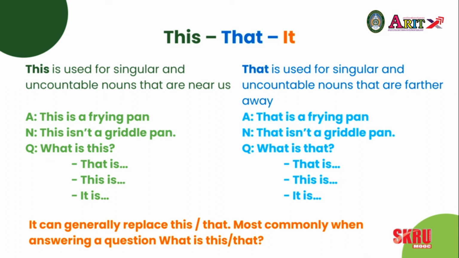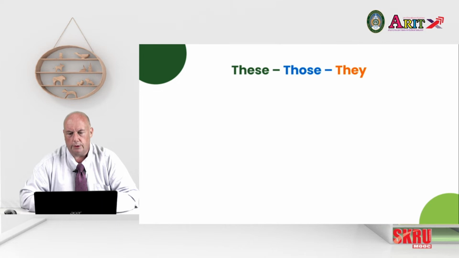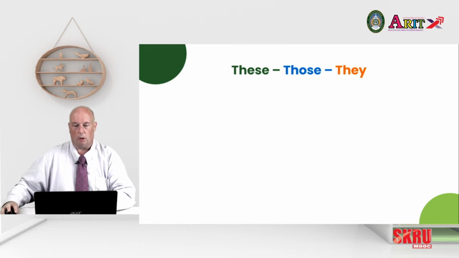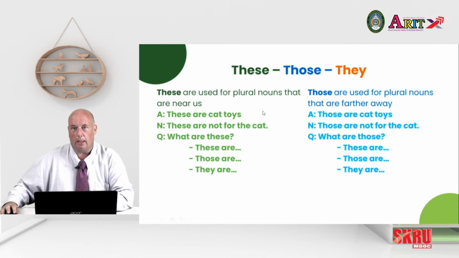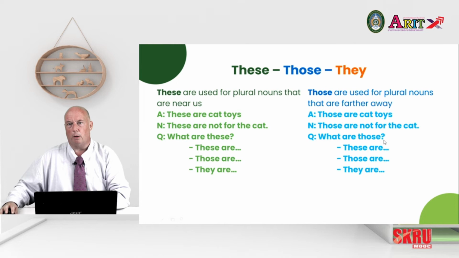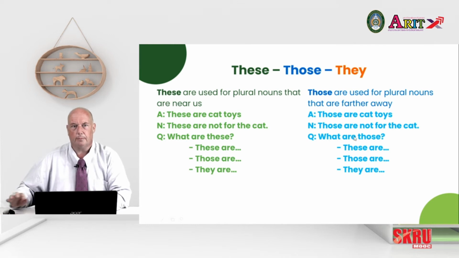It can generally replace this and that, most commonly when answering questions. What is this? What is that? What is this? It's a frying pan. What is that? It's a frying pan. We use these, those, and they when we talk about plural nouns. Just like this and that, we use these are for plural nouns that are near us, and those are for plural nouns that are farther away.